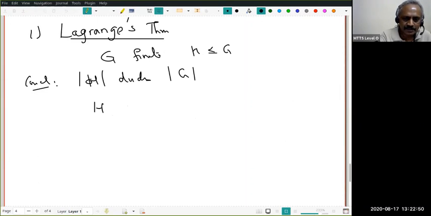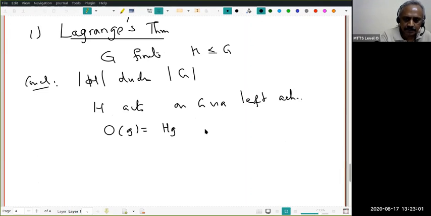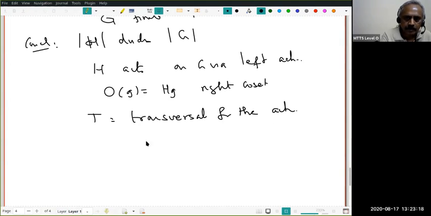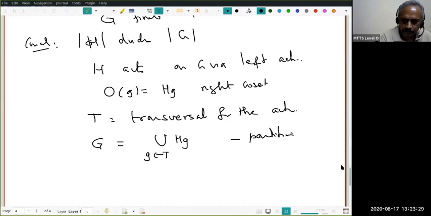Let H act on G via left action. So what are the orbits? The orbit of any g is Hg, the right coset. Now suppose T is a transversal for this action. Then G is going to be the union of Hg as g varies over T, and this is a partition, a disjoint union. All these things we already know.